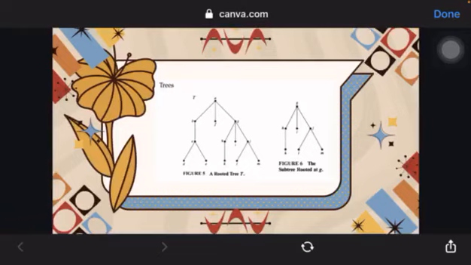So A is the root. The parent of C is B. The parent of H, I, J is G. The internal vertices are B, C, G, H, and J, and the leaves are D, E, K, L, M, and the subtree of this is G.